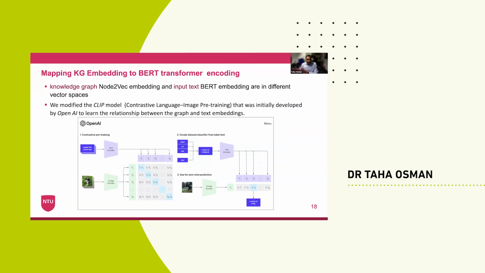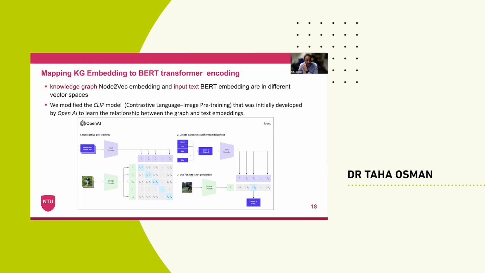Okay, so the following challenge was mapping the knowledge graph embedding that we normalized using node-to-vec to the BERT transformer encoding. Now, the problem that we have is that the embedding produced by node-to-vec and the embedding produced by BERT exist in two different vector spaces. And we need to align these two vector spaces together.